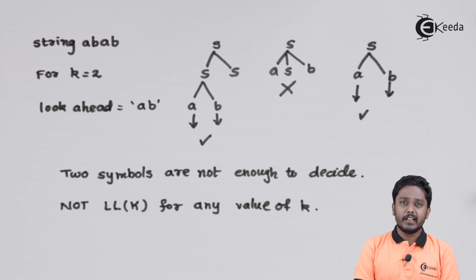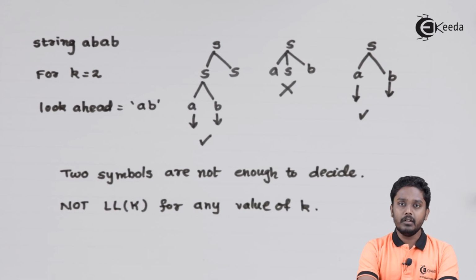Does this mean this language or grammar is not LL(k) at all? Not really. In the next question, we will try to find a grammar which is equivalent to this grammar. That means both will generate the same language, but that particular grammar would be LL(k) in nature. For a language, if you are able to find at least one LL(k) grammar, we can say that the language is LL(k). But if you are not able to find any grammar which is LL(k) for that language, we can say that it is not LL(k).